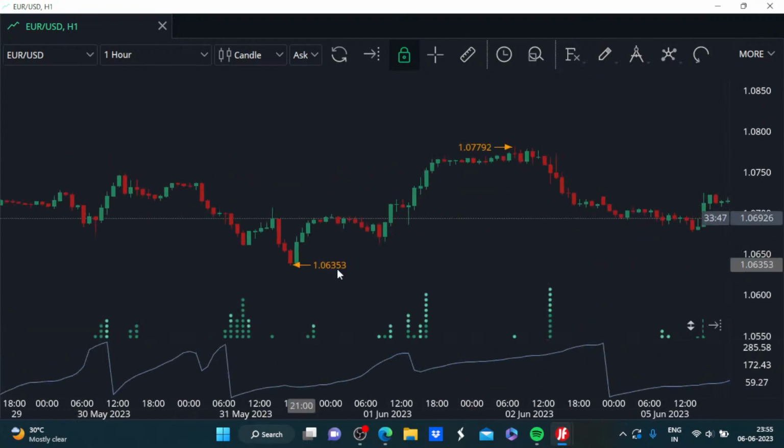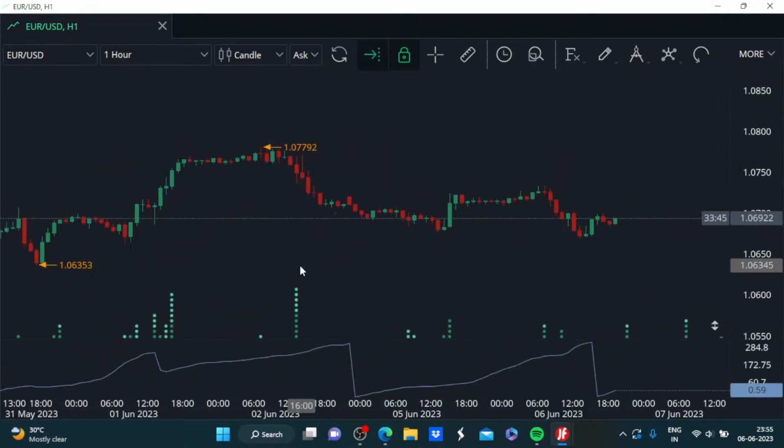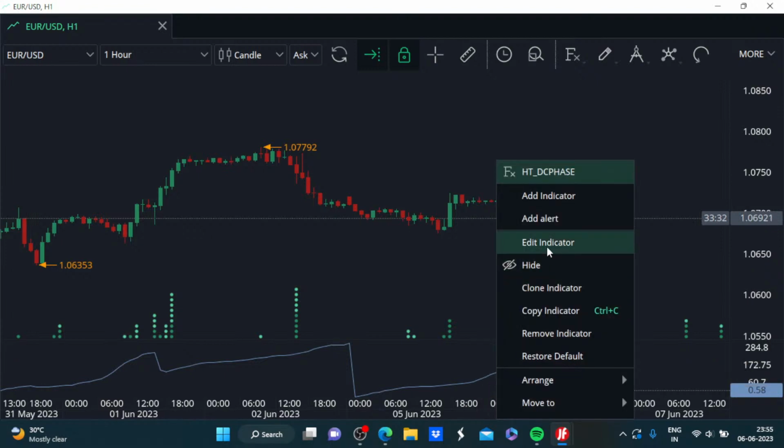So with this, I have tried to give you some examples, some of the ways in which we can utilize this indicator, the Hilbert transform dominant cycle phase. Now let us see what are the editing options provided to us on this platform.